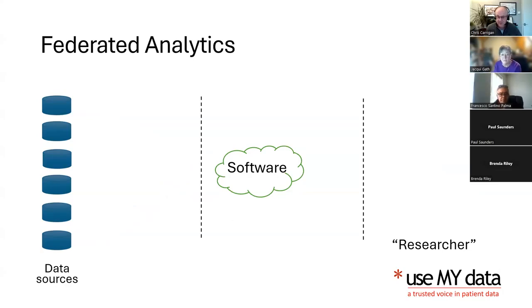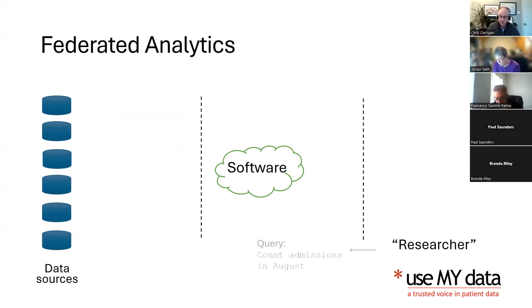The third model is different. So whilst TRE and SDE are largely the same, federated analytics is very different. So on the left, we've still got these data sources, the hospitals, for instance, in my model. In the middle, you've just got a piece of software. So there's no middle data store there. The data hasn't left the hospitals. On the right-hand side, you've got the researcher.